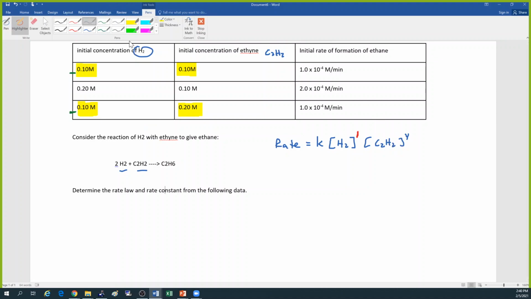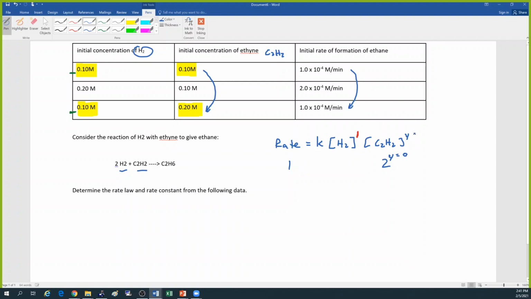Now let's look at the data. What are we doing to the concentration of this? Well, again, we're doubling it. And that's to the Y power. What's happening to the rate when we doubled it? Stays the same. Yeah, which is like saying the ratio is 1 to 1, right? It's like it's just not changing. So what must the exponent be for that to be the case, for there to be no effect?